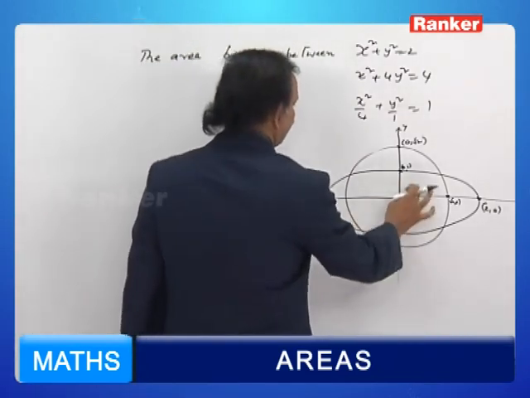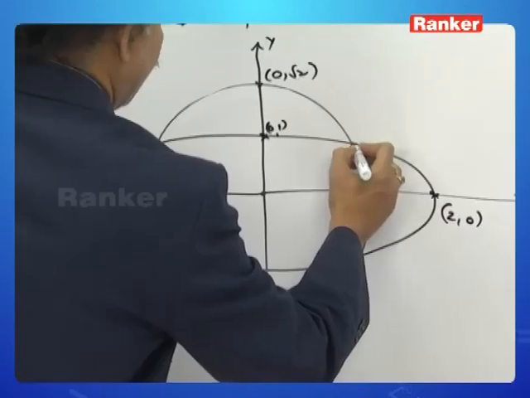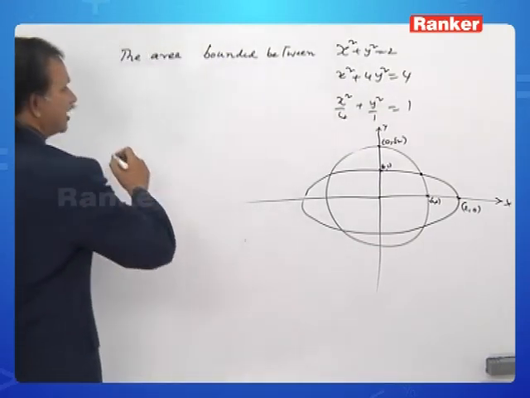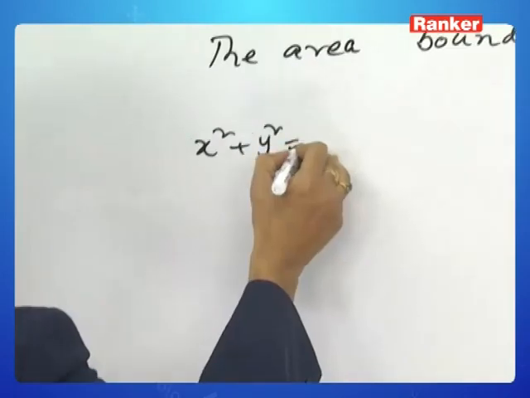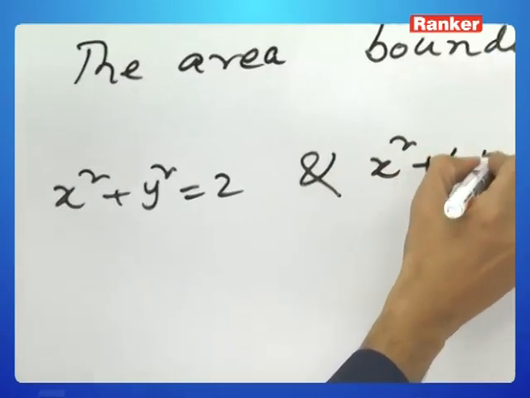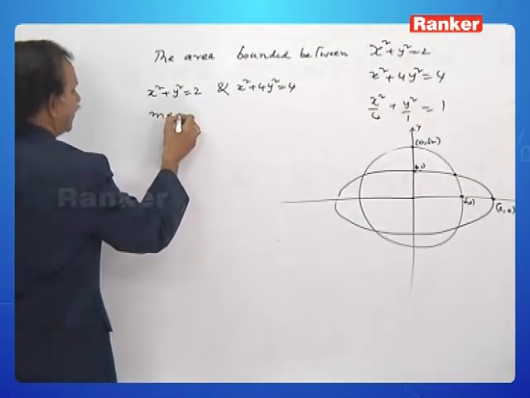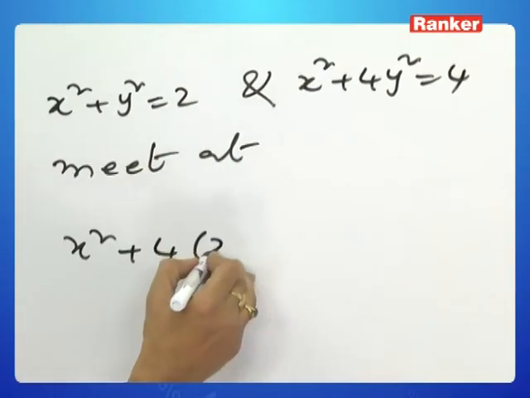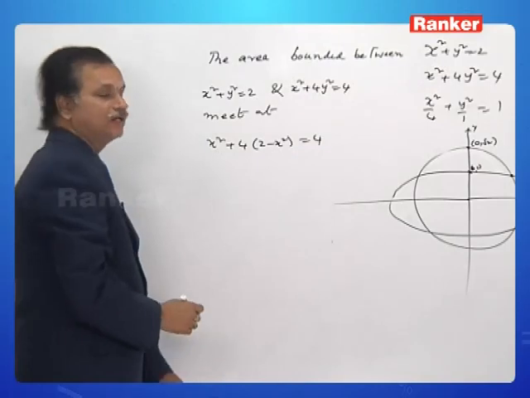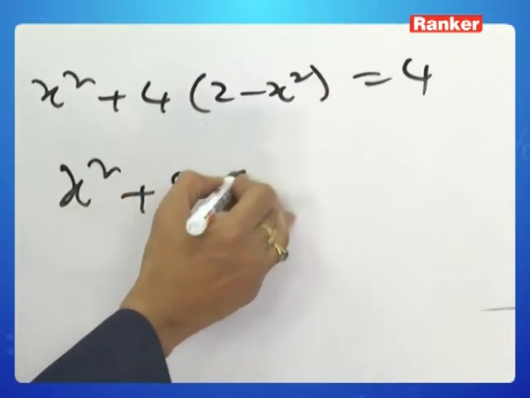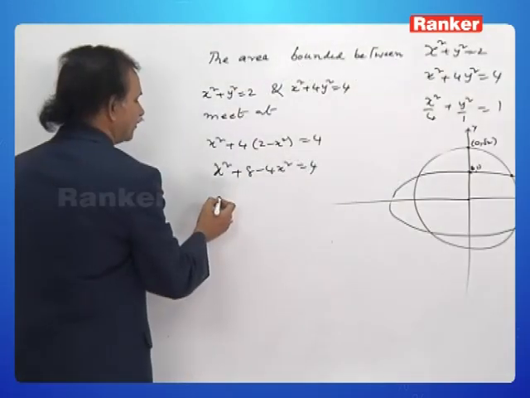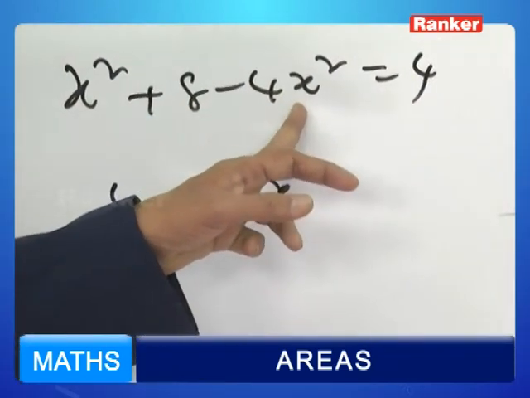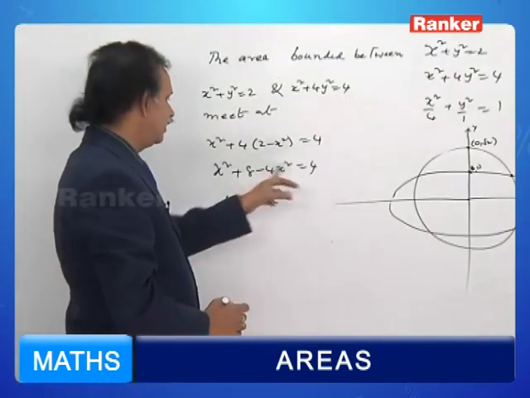We require this area. Well, first of all, let us note where the two curves meet. Yes. What are the two curves? x square plus y square is equal to 2 and x square plus 4y square is equal to 4 meet at x square plus 4, in the place of y square, I'm writing 2 minus x square, is equal to 4. So that it is x square plus 8 minus 4x square is equal to 4. So 4 is equal to 3x square, isn't it? x square minus 4x square is minus 3x square. It goes that side so that it becomes 3x square. 8 minus 4 is 4.